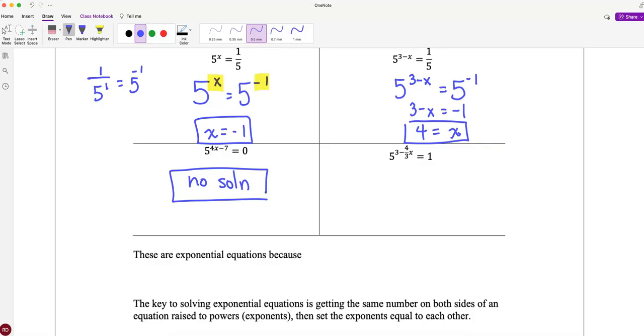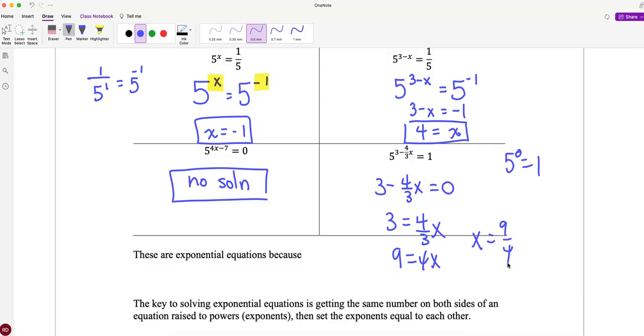Okay. This one, 5 to this power equals 1. Well, you know that 5 to the 0 is equal to 1, right? So that means that 3 minus 4/3 x has to equal 0. That means 3 equals 4/3 x. Multiply both sides by 3. 9 equals 4x. So x equals 9/4.